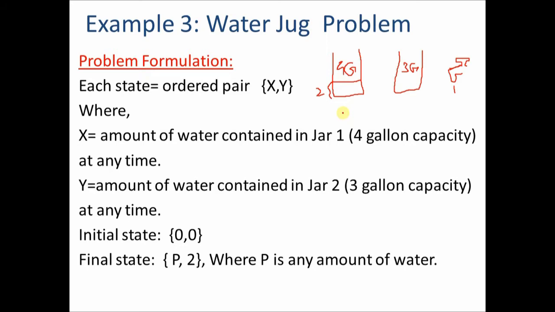The water jug problem is the one wherein there are two jars of water given to you. The capacity of the first jar is 4 gallons, which means a maximum of 4 gallons of water can be stored in this jar. There is another jar whose maximum capacity is 3 gallons. The jars have no middle markings, so you cannot find out at any point of time how much water is present in the jar if it is not filled up to the rim.